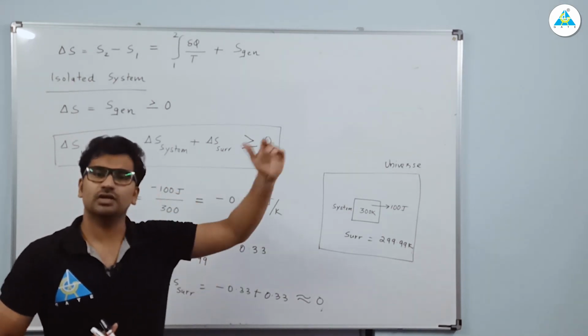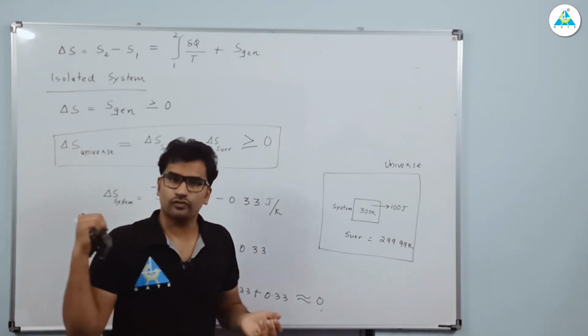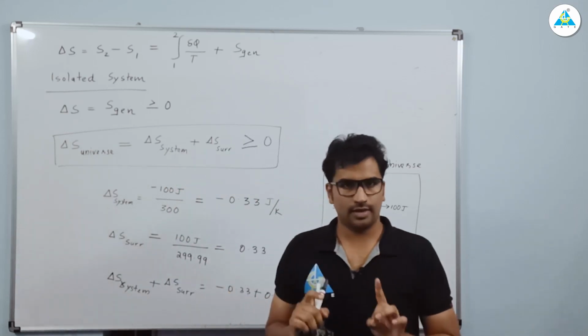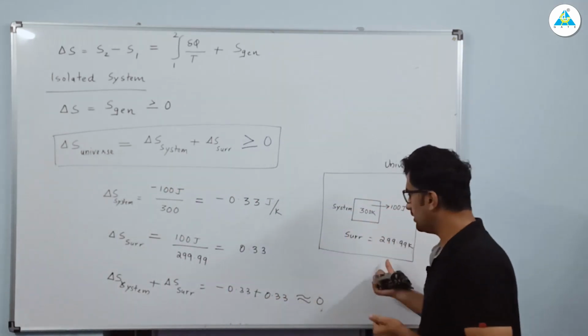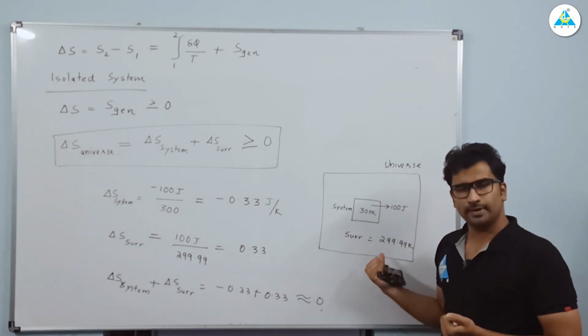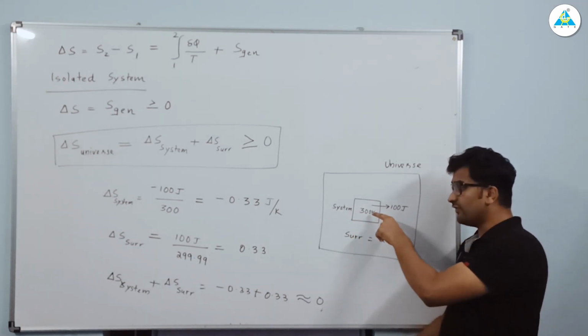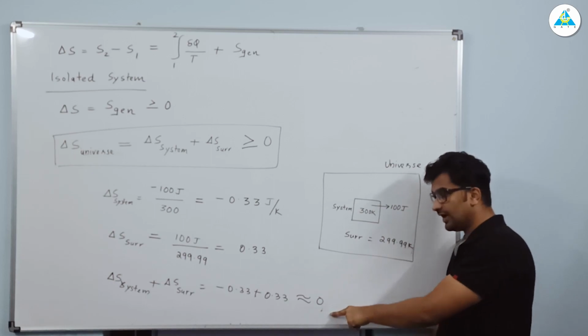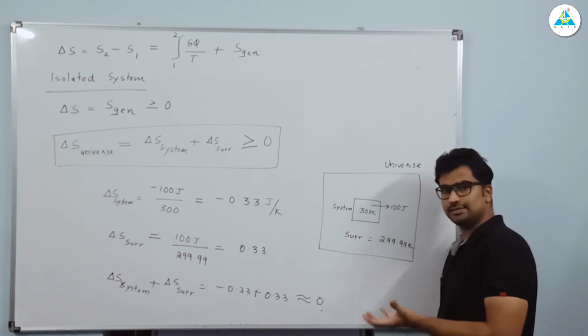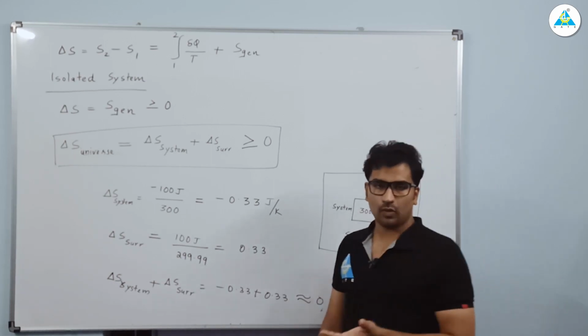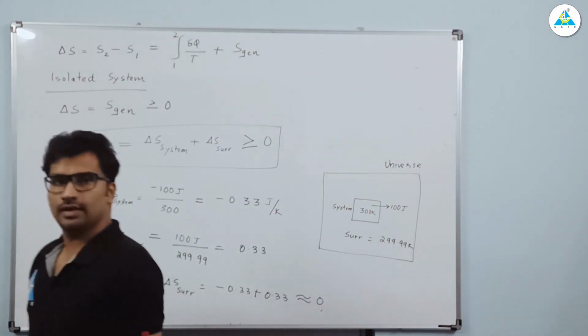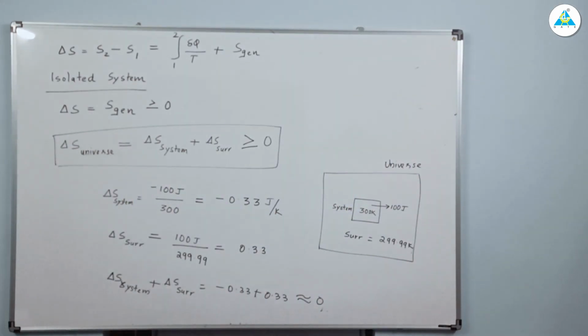So your entropy is continuously increasing. Clear? So we have proved that also. I hope you understood. So remember this particular example: when a process is reversible, the entropy change value comes to approximately 0. Clear? I hope you understood. Then we will solve some problems.